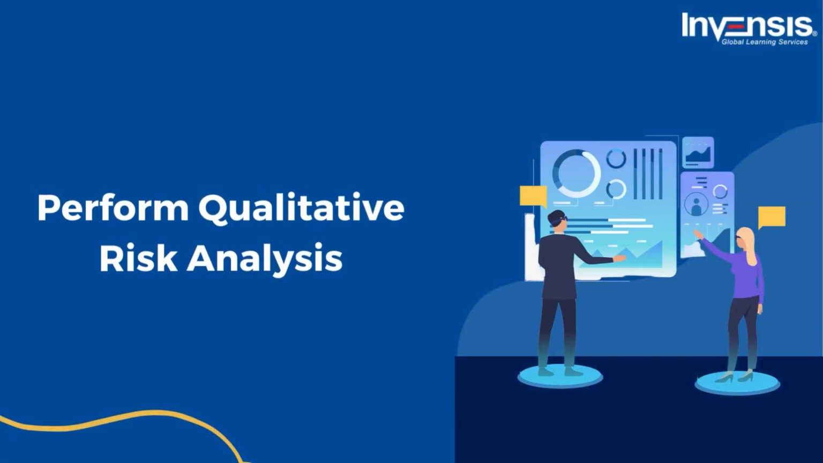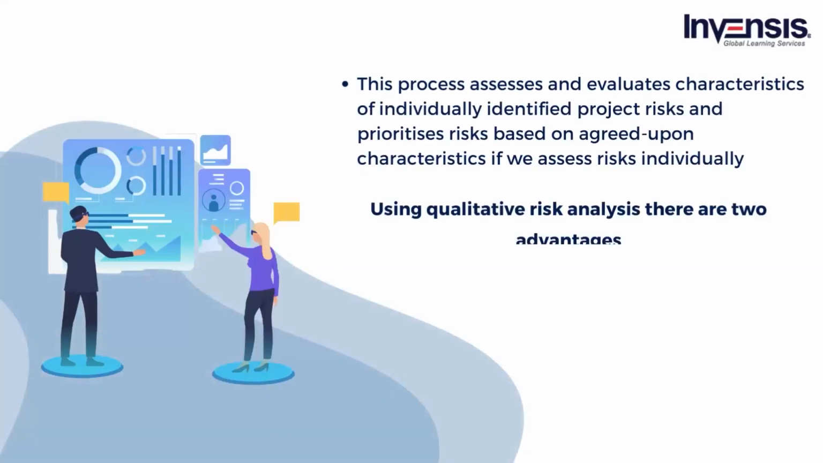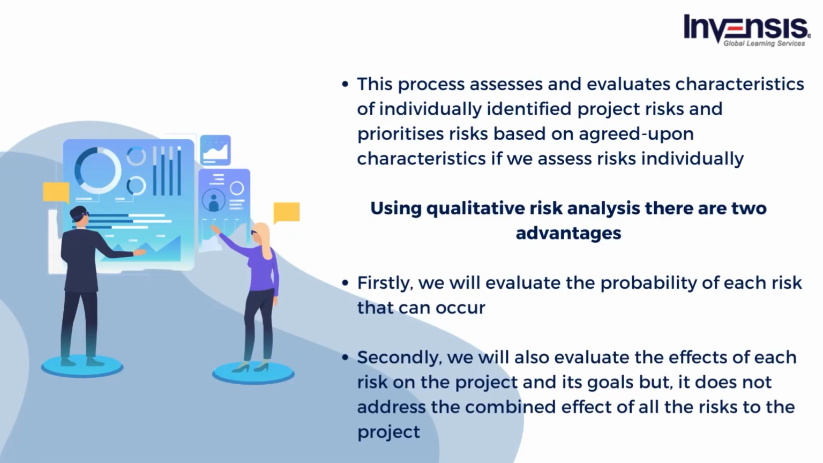The next process is Perform Qualitative Risk Analysis. This process assesses and evaluates characteristics of individually identified project risks and prioritizes risks based on agreed upon characteristics. If we assess risks individually, using qualitative risk analysis, there are two advantages. Firstly, we will evaluate the probability of each risk that can occur. Secondly, we will also evaluate the effects of each risk on the project and its goals, but it does not address the combined effect of all the risks to the project.